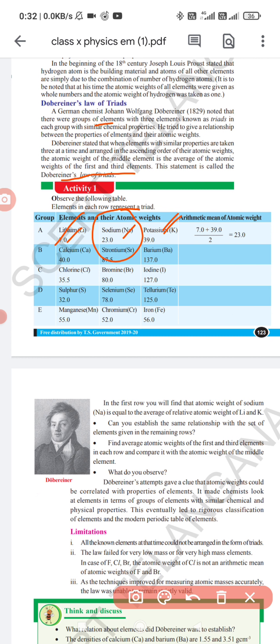Whatever I have explained in this example so far is about the statement itself. For understanding the statement better, I explained these examples first, then I came to the statement so that you can understand it easily.